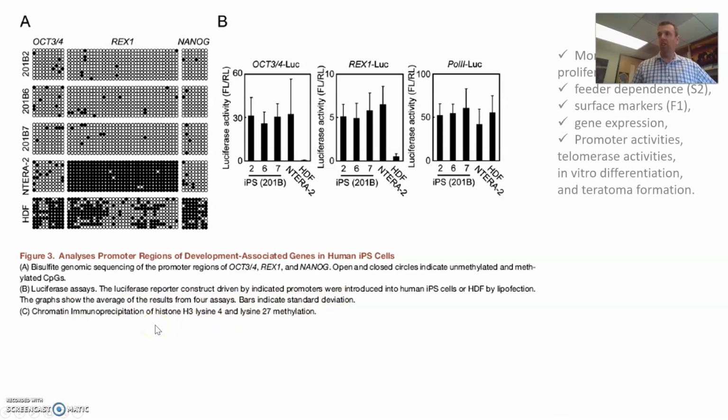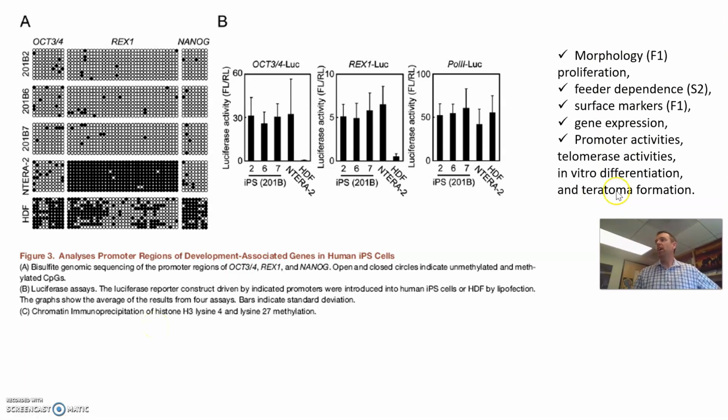This would be pretty difficult to really understand, but remember, if I go back, I have an idea of what I'm looking for. I've already shown morphology. I've already seen the figures that demonstrate feeder dependence, surface markers, gene expression. Now I'm looking for the promoter activities. And I have this check mark here because this figure is what's going to do this. I want to see if the promoter activities are similar in my iPS cells to the embryonic stem cells and no longer similar to the fibroblasts.